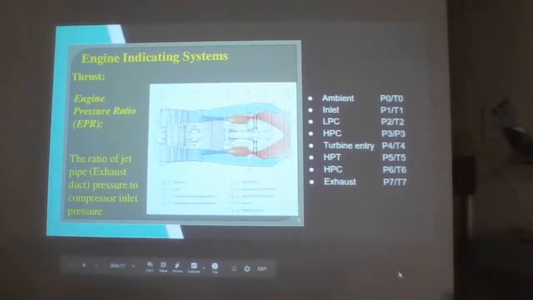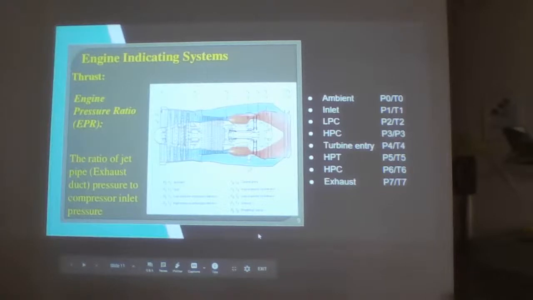Here we have another diagram, the turbine engine indicating system. It says thrust engine pressure ratio, EPR, is the ratio of jet pipe or exhaust duct pressure to compressor inlet pressure. So this specific diagram is saying that the exhaust pressure is compared to the compressor inlet pressure.